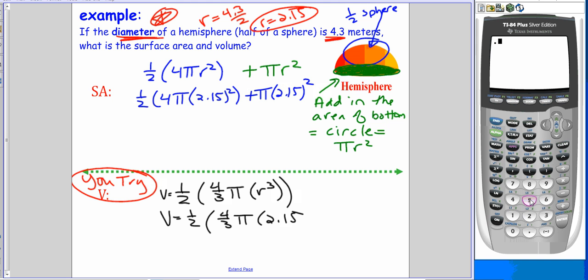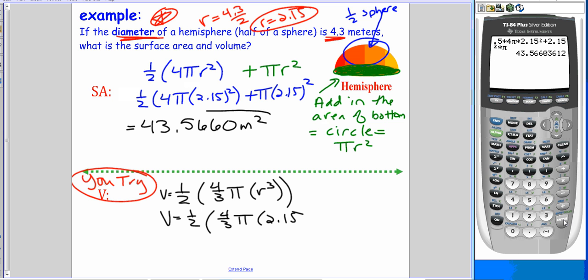So I'm going to do 0.5 times 4/3. I put 4/3 in parentheses, and again, you don't have to do it this way. Pi times 2.15 squared plus pi times 2.15 squared. Sorry, I don't know what's going on with me today. Okay, 0.5 times 4 pi. I put 4/3 pi in there, I don't know why, times 2.15 squared. Hopefully you're doing this right. Plus 2.15 squared times pi. That looks better. So this comes out to be 43.5660 meters squared. I apologize.